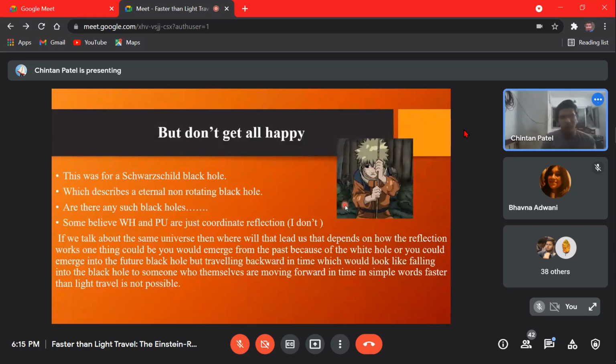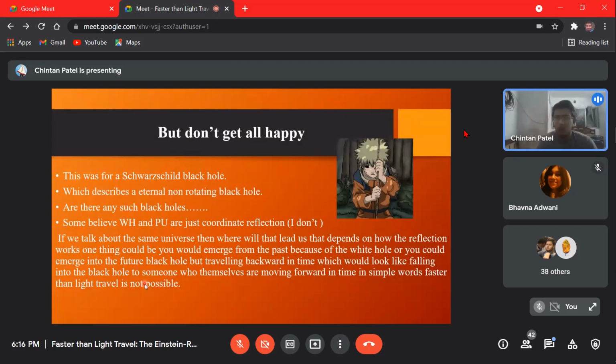I won't read that, but basically it's just saying that faster travel always leads to silly paradoxes. Like you are seeing someone falling into a black hole, and he comes out on another path, so you just saw him fall into a black hole, all this stuff. So it's kind of that.